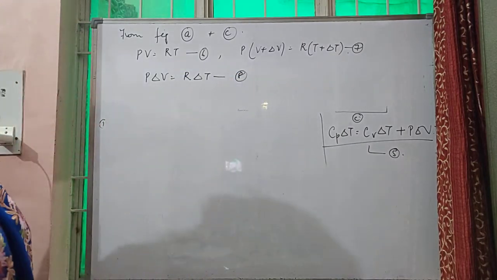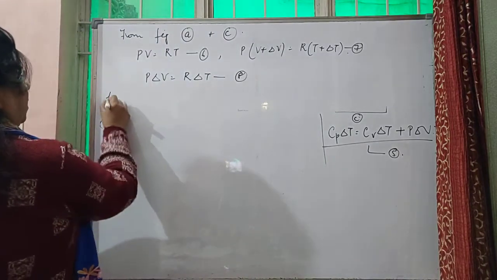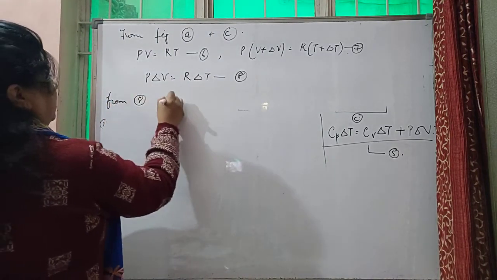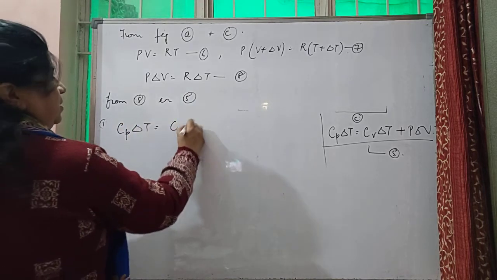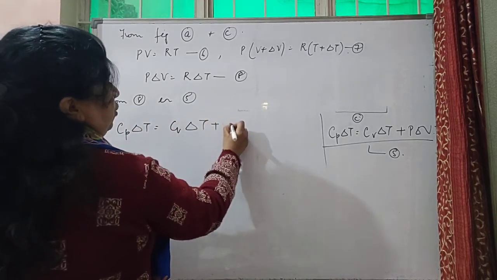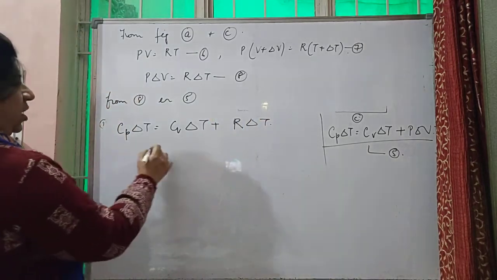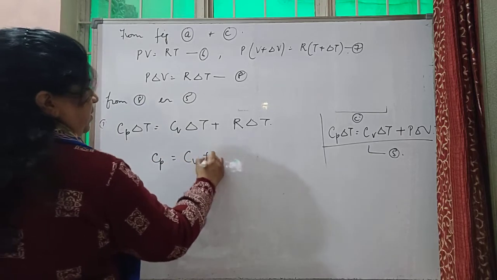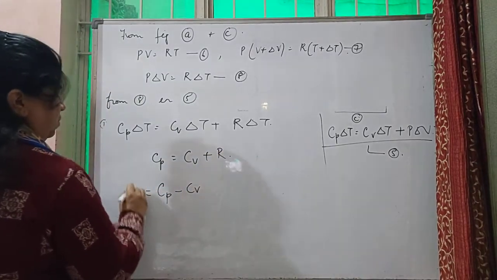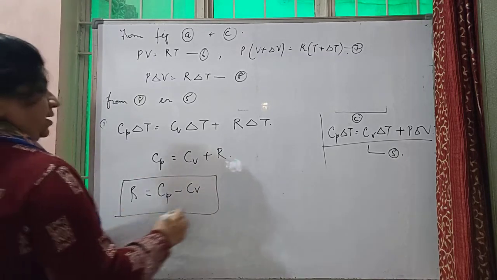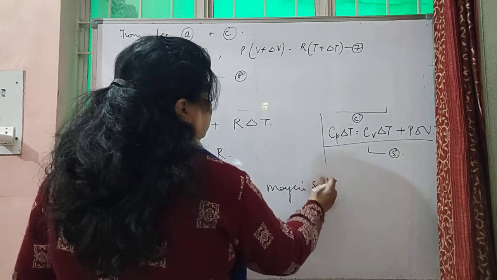Right. So equation number 8 is substituted in the previous equation number 5. From 8 in 5. What we get is Cp delta T equals Cv delta T plus, instead of P delta V, we are writing R delta T. Delta T gets cancelled out. Cp is equal to Cv plus R, or Cp minus Cv is equal to R, where R is the Mayer's constant. R is known as your Mayer's constant.